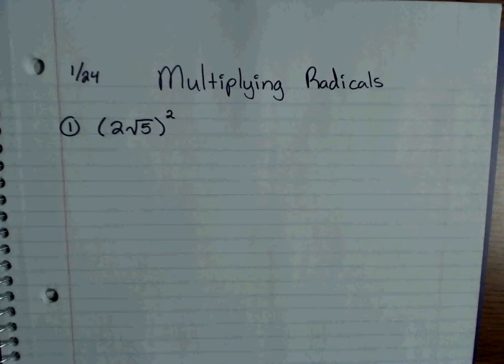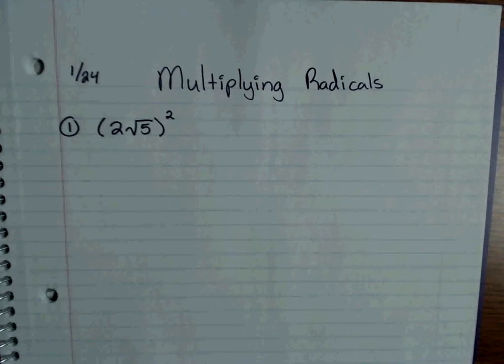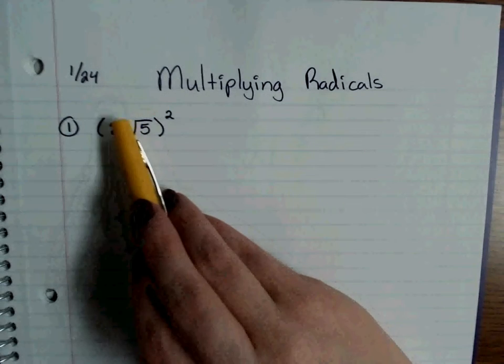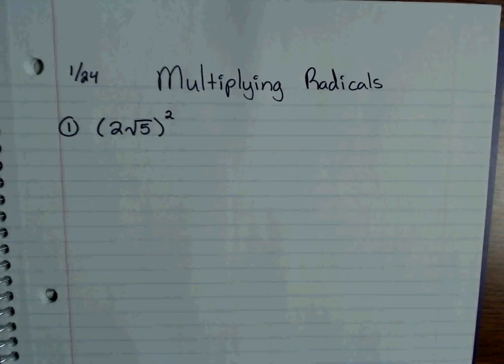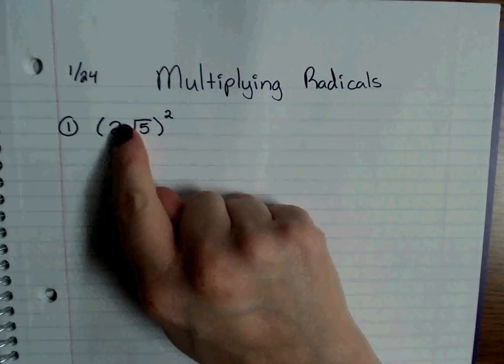Now, you could write it out. You could go, oh, 2 square root of 5 times 2 square root of 5. Or you could follow our rules when we've got something that's raised to a power outside of the parentheses. What do we do? Technically, what exponent happens to be here? What exponent is in front of that 2? Or behind that 2? Jordan?